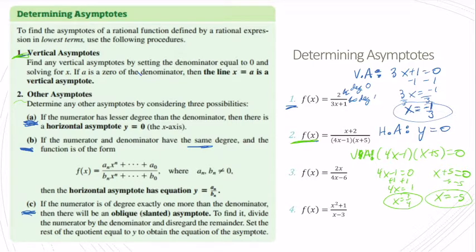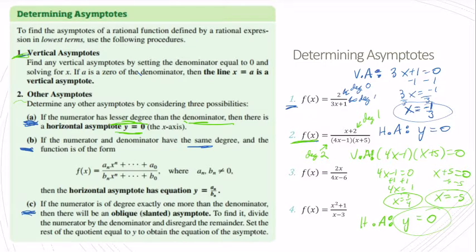If the numerator has lesser degree than the denominator, then there is a horizontal asymptote at y equals 0. Here the degree of my numerator is 1, and if I was to FOIL this out, the degree of my denominator is 2. So I have a horizontal asymptote at y equals 0. So this first example had two asymptotes, and this second example had 3, 2 vertical and 1 horizontal.